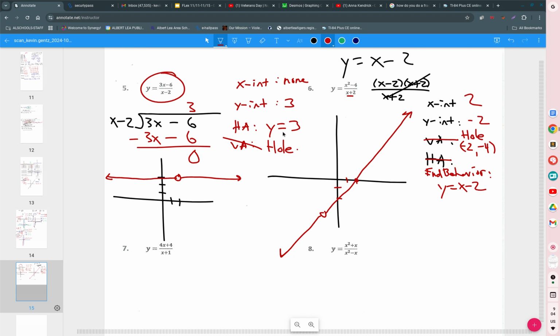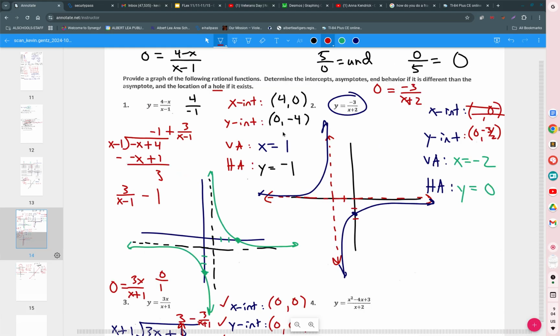Okay, all the problems 1, 2, 3, and 4, those 4 problems all work out like we did on the front. They all work out where you have a vertical asymptote, a horizontal asymptote, you have x-intercepts, you have y-intercepts. So you can follow our examples on that front page.